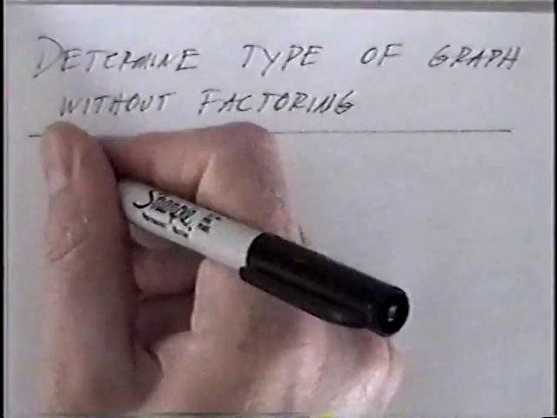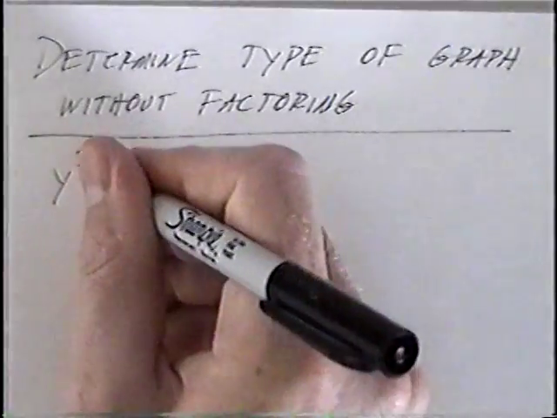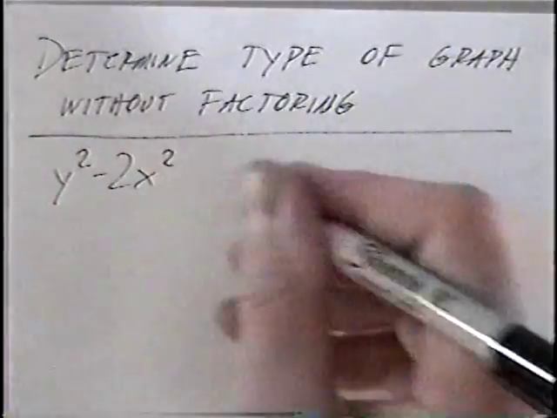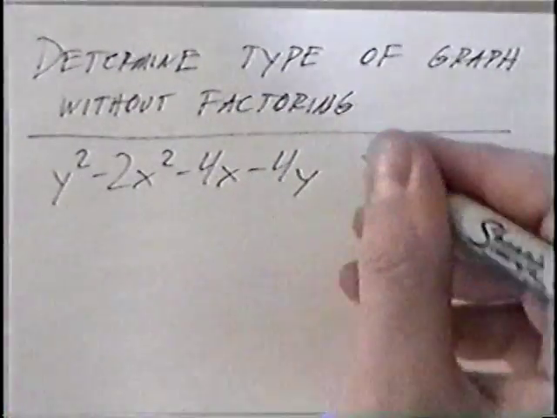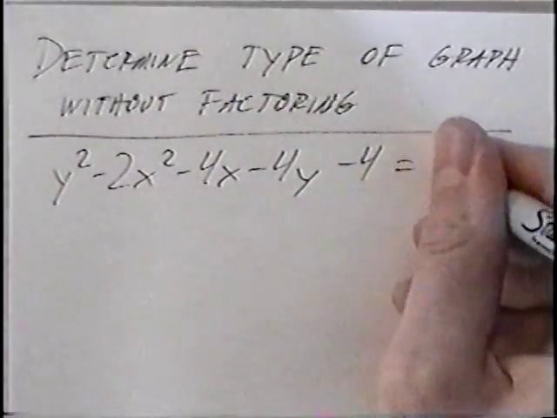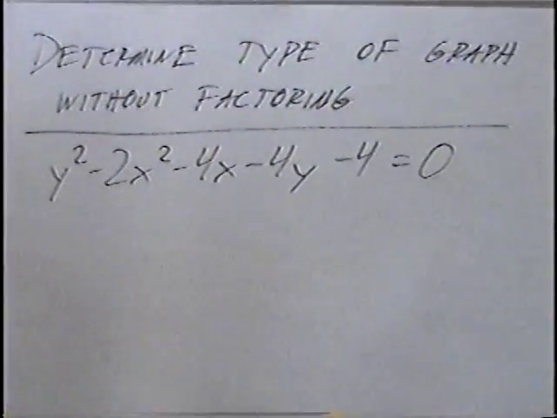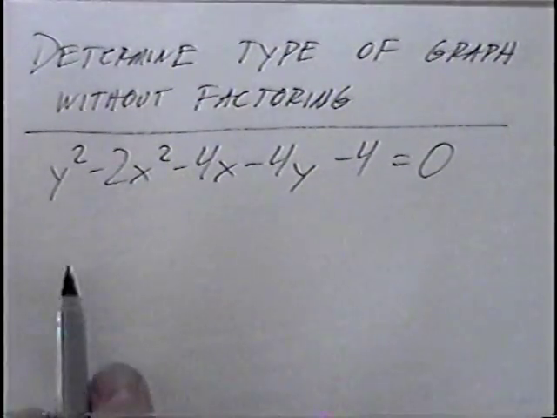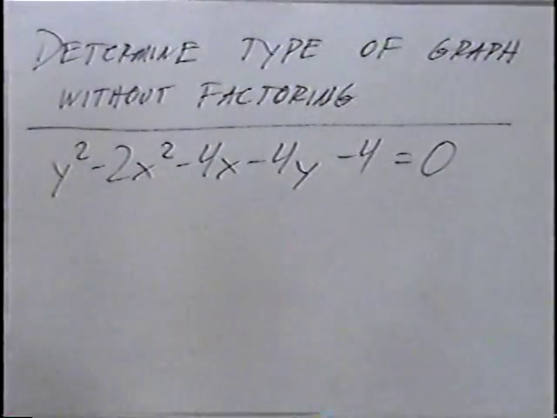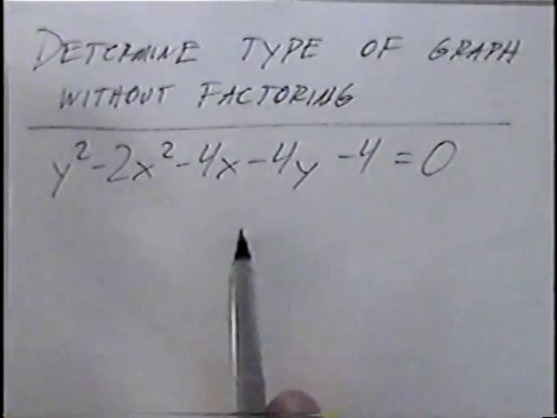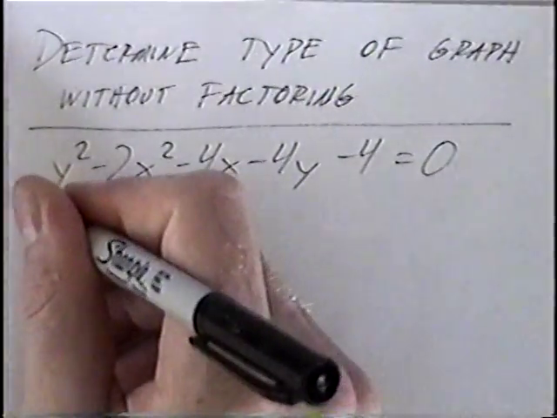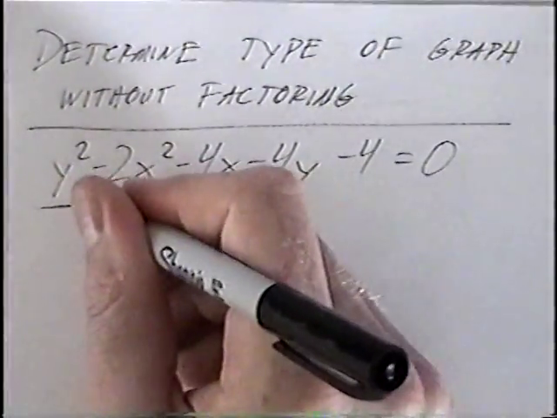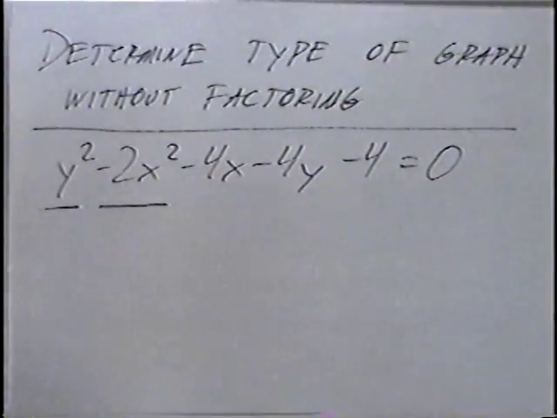First equation is y squared minus 2x squared minus 4x minus 4y minus 4 equals 0. This equation is not in standard form for any of the graphs, but without factoring it or without solving it, we can determine the type of graph. We want to look at the variables that are squared. We have y squared and negative 2x squared.